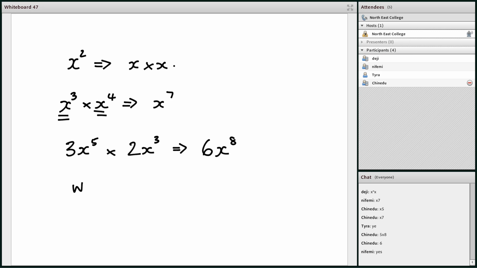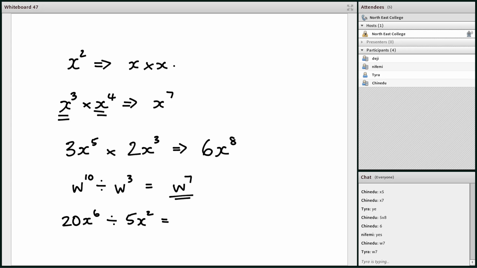So don't forget, it's multiply. So it's 6, and then you can add the powers. Is that all right? All clear? Okay.